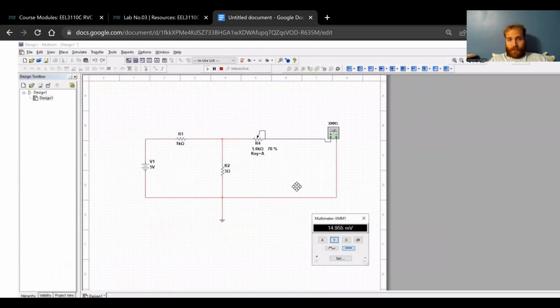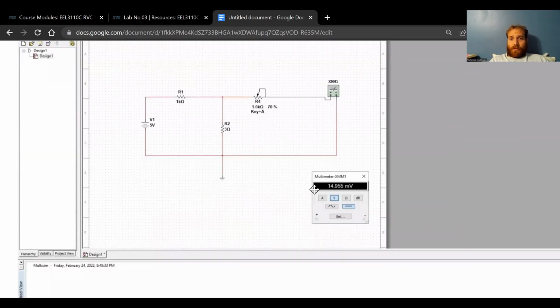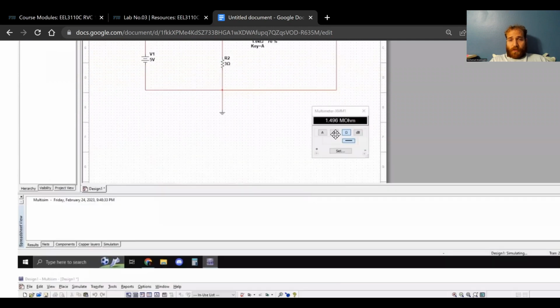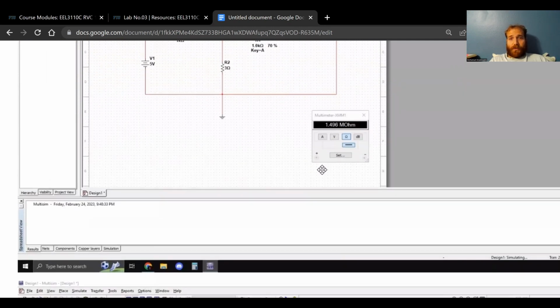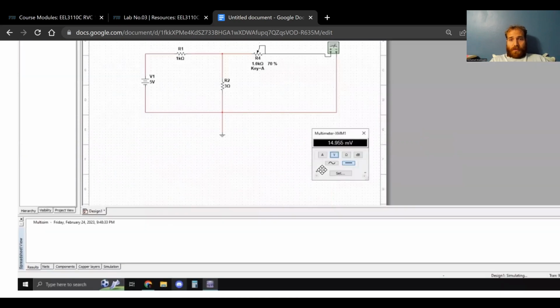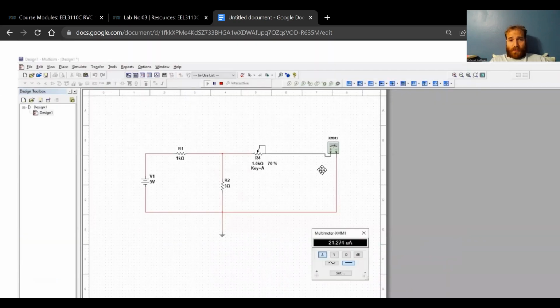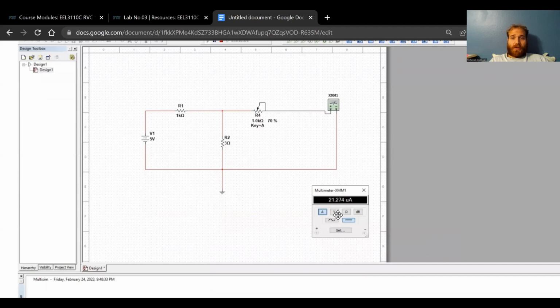For volts, it didn't really change much from 70 or 50. The only one that changed a little bit was the ohms. This last number changed very, very little. On this one, the last one, the amps changed a lot. When I moved it, it went to like 400 or 500.